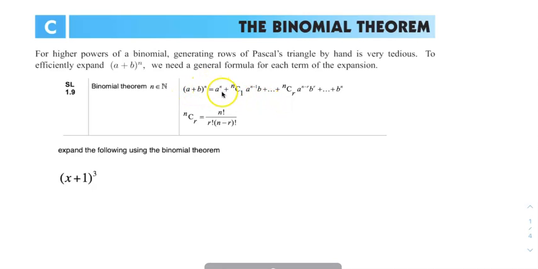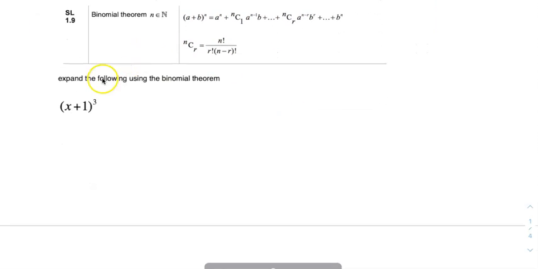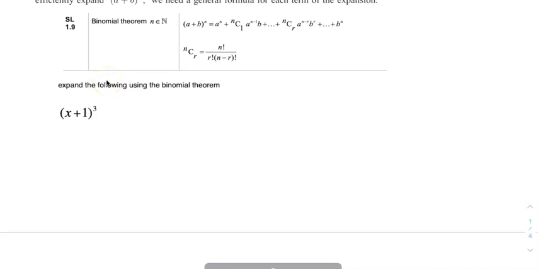So (a plus b) to the n is a to the n plus nC1, that's the binomial coefficient right here. Remember to use the formula from last time. a to the n minus 1 times b, and so on. Honestly, I don't use the formula that much. I mean, I use it, but I don't follow it. So I'll say what I mean. You want to build your binomial, and that's the way we're going to do it.